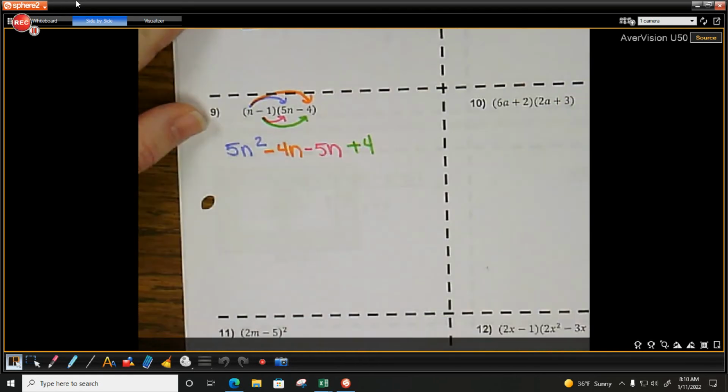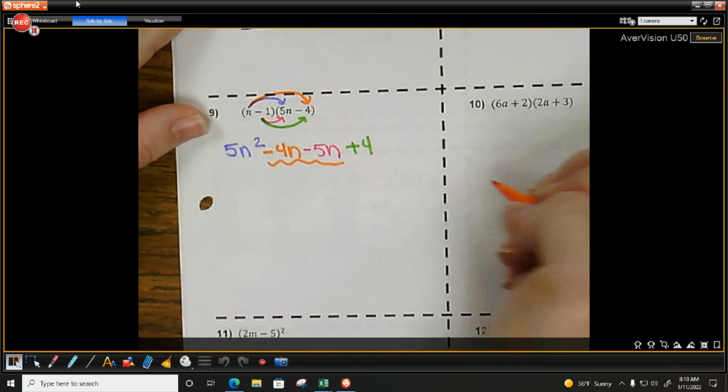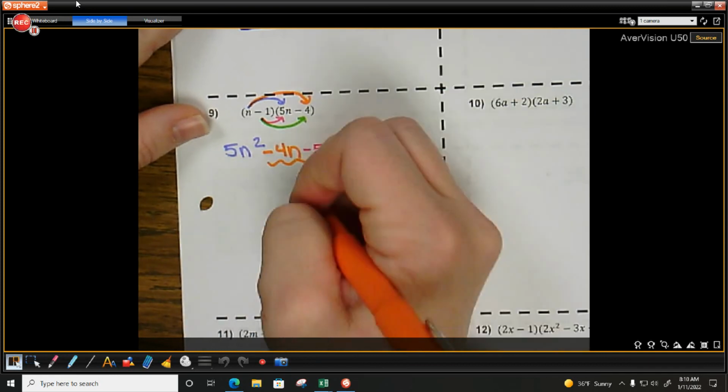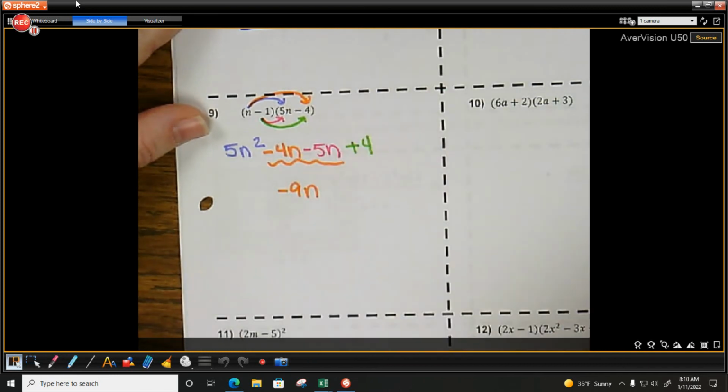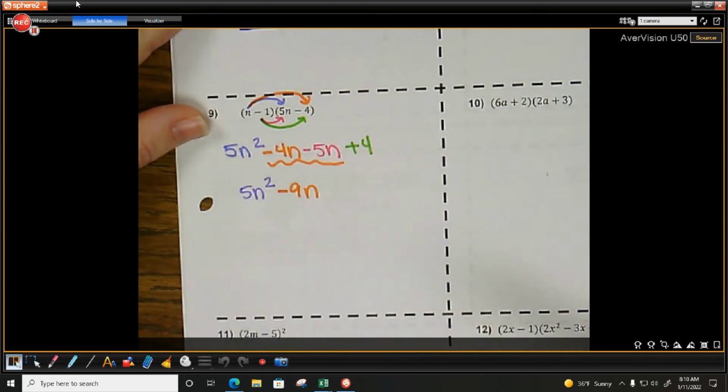Do I have like terms? Yep, the middle terms are like terms. What's negative 4 minus 5? Negative 9n. Drop down your 5n squared and drop down your plus 4. Are any of those like terms?